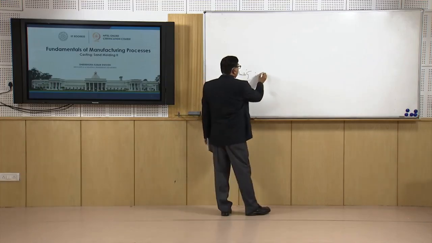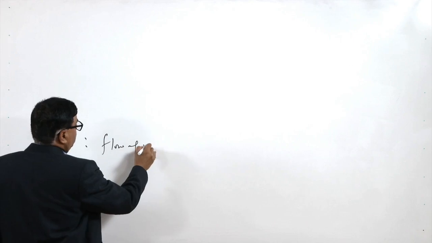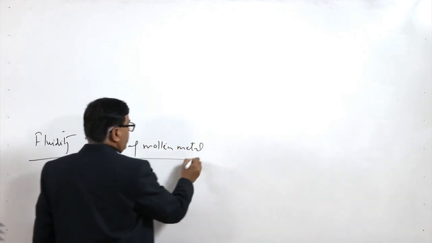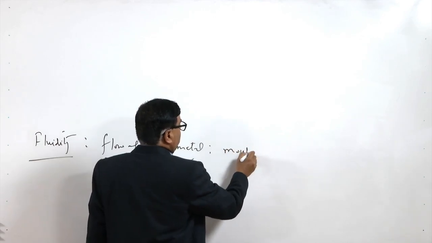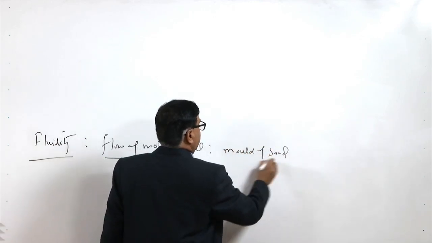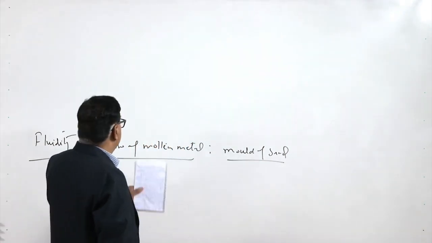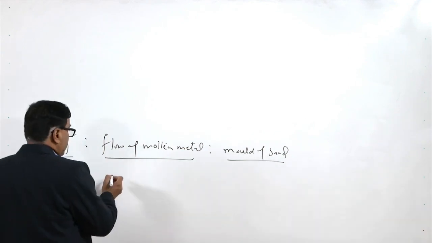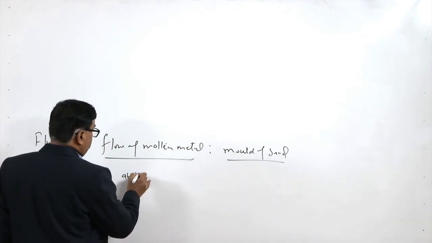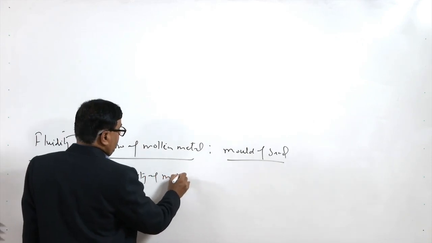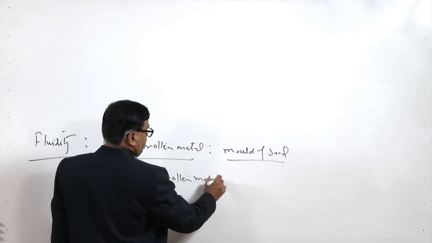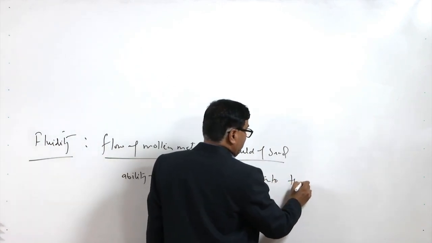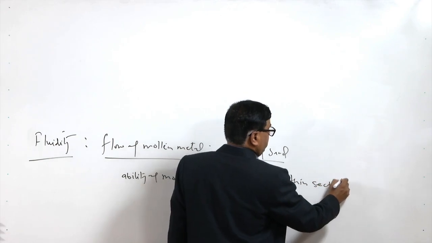Fluidity is about the flow of the molten metal. Of course, this flow is important in the mould of sand. And not just under open conditions, this fluidity is important, as it determines the ability of the molten metal to flow into the thin sections, thin passages.